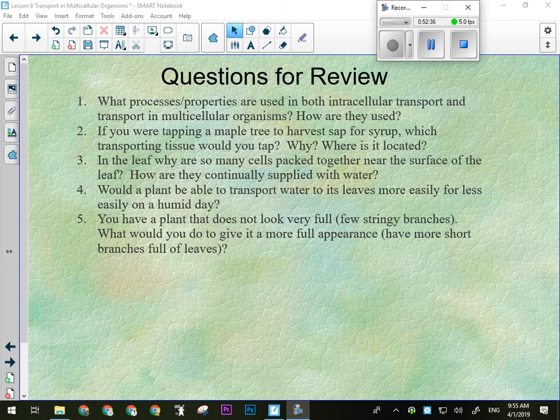Okay. All right, for number 2, if you're tapping a maple tree to harvest sap for syrup, which transporting tissue would you tap? The phloem, yeah, the phloem is the one that's carrying the sugary sap. Okay, that's what we want. All right, and where is it located? It's on the outside of the plant.